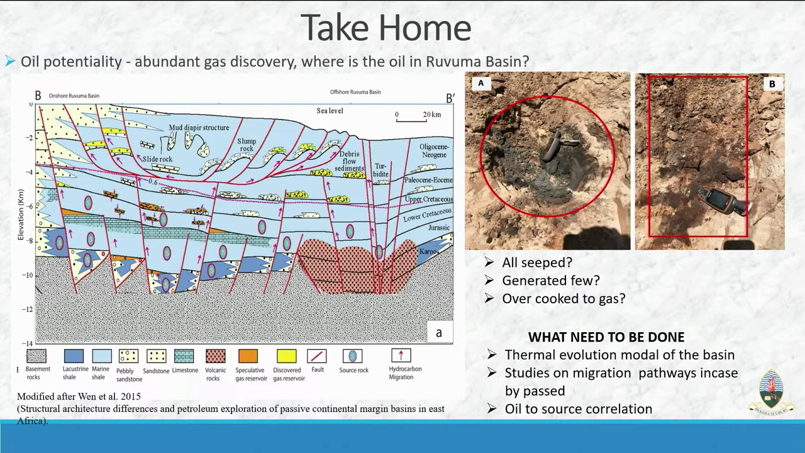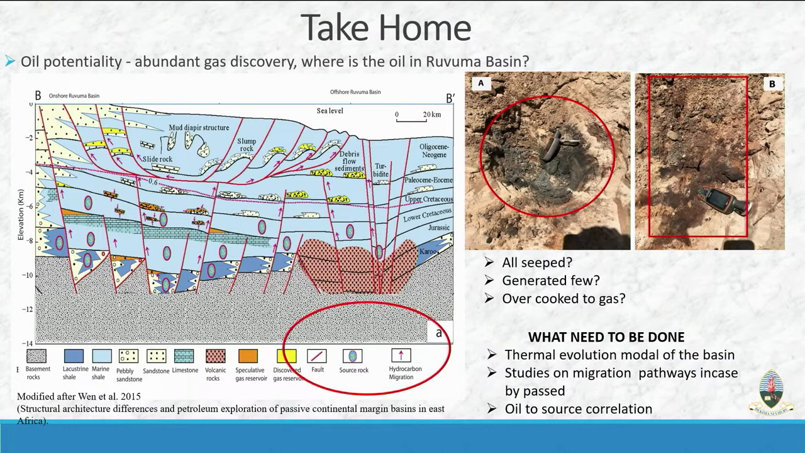Because we have several oil seeps, like the one you see at your top left side. We have abundant oil seeps on the Tanzanian side and on the Mozambique side. But all of this shows that oil was generated in Ruvuma Basin. Where is it? Did it all seep out? Or were only few generated? Or is it all overcooked to gas?